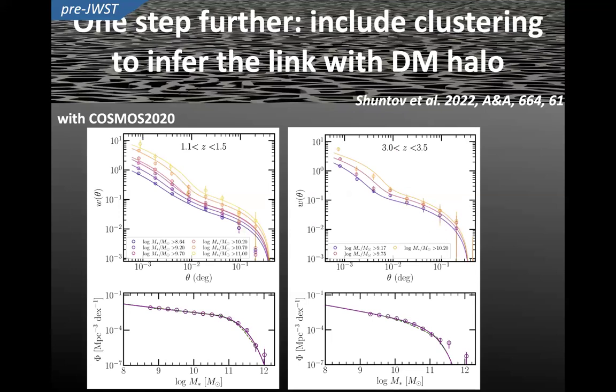Okay, so the last point I wanted to present is this paper by Marco Shantov, that you saw last week, who is a postdoc now in Down, and he was a PhD student at IAP when he did that with Henry McCracken and Raphael Gavazzi. That's again on the COSMOS 2020. So I won't enter into detail. He computed the angular clustering in different redshift bins with this COSMOS 2020 catalog, and the mass function, and he's using that to constrain the relation between the stellar mass and the dark matter halo mass. I won't enter into detail for this measurement.